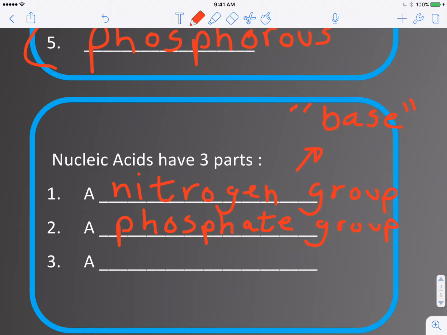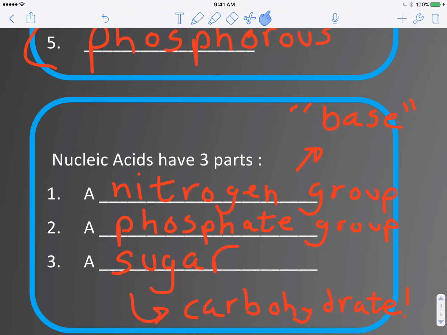And then lastly, and this is very interesting, it contains a sugar. So believe it or not, these nucleic acids, each and every single one of them, actually have a carbohydrate in them. And I think that really highlights how everything in our body is really connected, right? These nucleic acids have carbohydrates right inside of them.